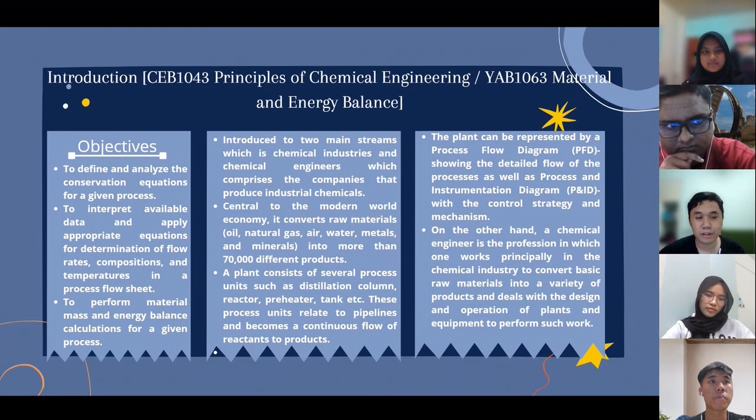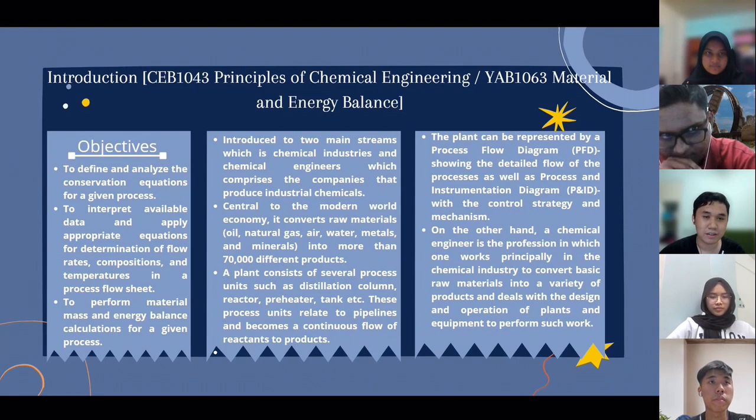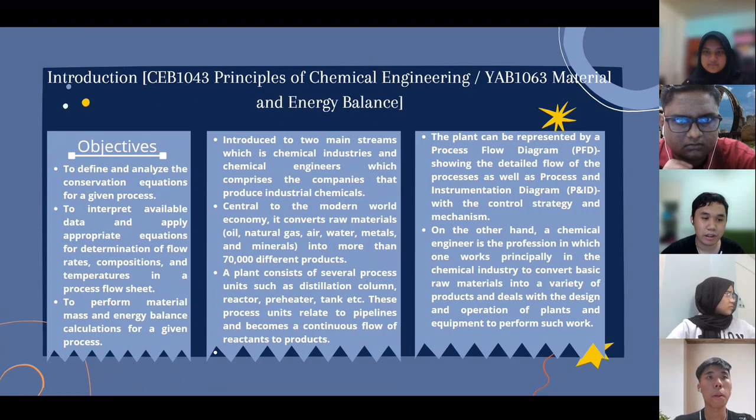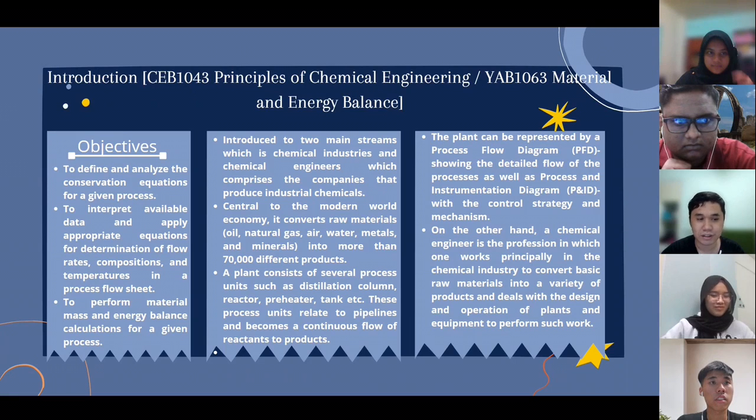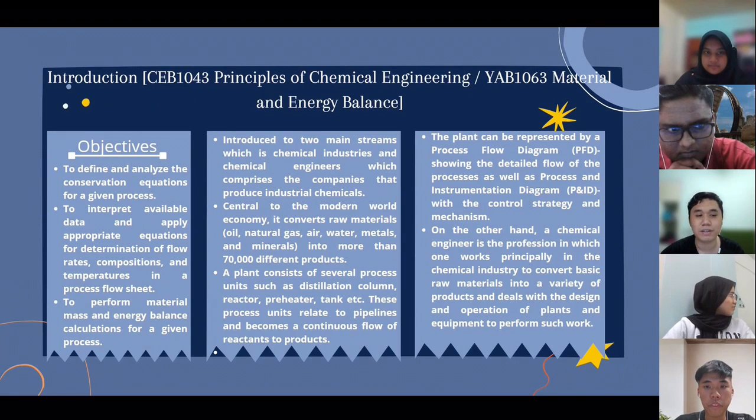So first of all, we will explain about the objectives of this subject. The first objective will be to define and analyze the conservation equations for each given process so that each student will be able to interpret available data and apply appropriate equations for determination of flow rates, compositions, and temperatures in a process flow sheet. The final objective that we plan to achieve for this subject is to perform material mass and energy balance calculations for a given process. So onwards towards the introduction.